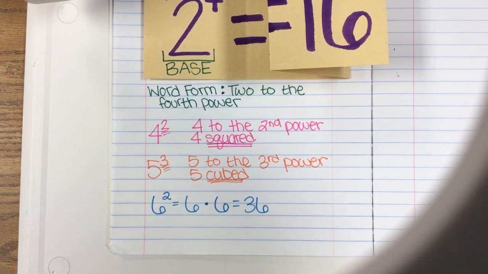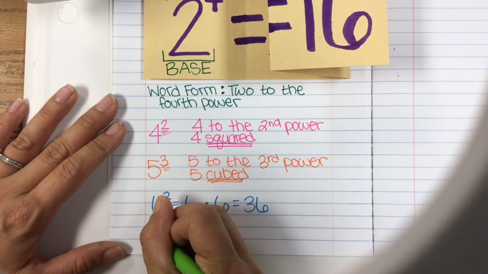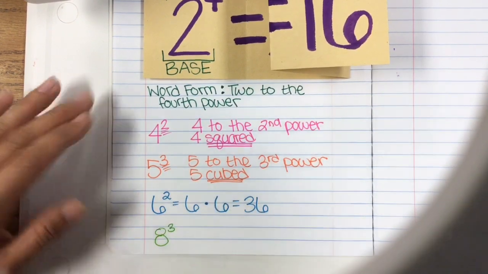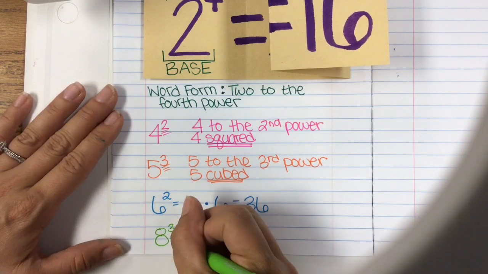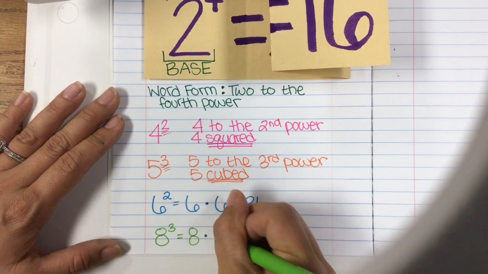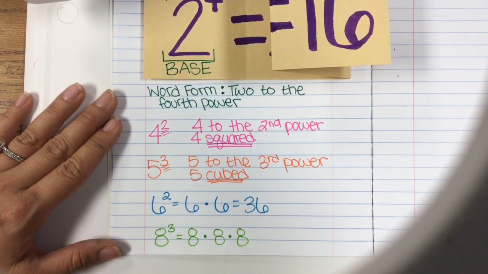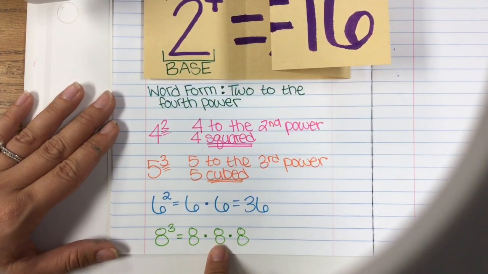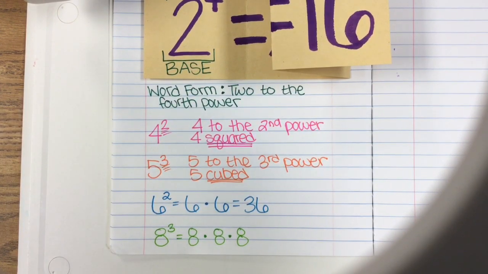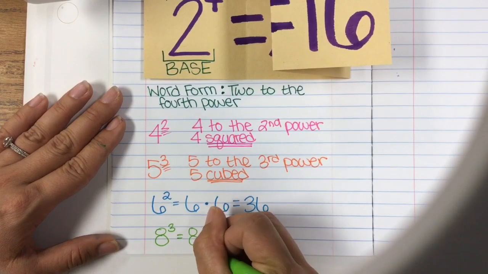And we'll do one more. Let's go ahead and do 8 cubed, or 8 to the 3rd power. What does that mean? In expanded form, that would mean 8 times 8 times 8. Not 24. 8 times 8 is 64, just by itself. So we want to make sure that we aren't sitting here and thinking that it's 8 times 3. It's very important. And you might even want to write 8 times 8 is 64.